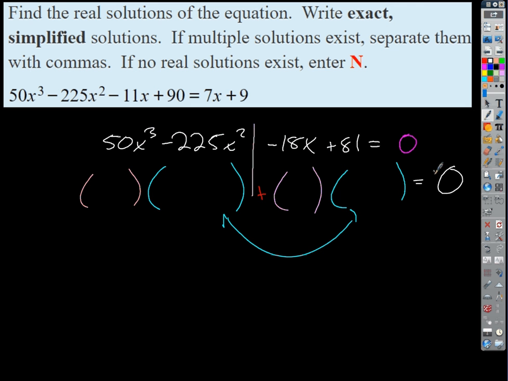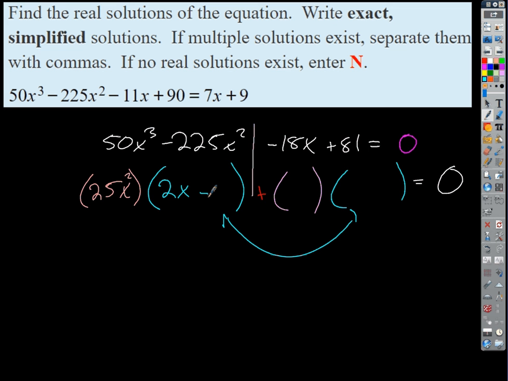So group 1, what's the greatest common factor of 50x cubed and 225x squared? 25x squared, right? We know that 25 goes evenly into 50 and 225, right? So we can factor out 25, and then we can take out an x squared. Well, what are we left with? 25x squared times what is 50x cubed? 25 times what is 50? 2. X squared times what is x cubed? X.